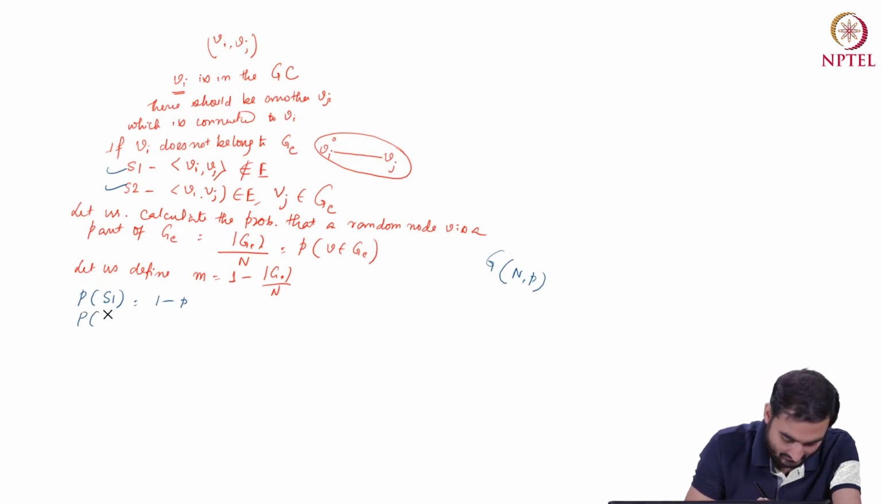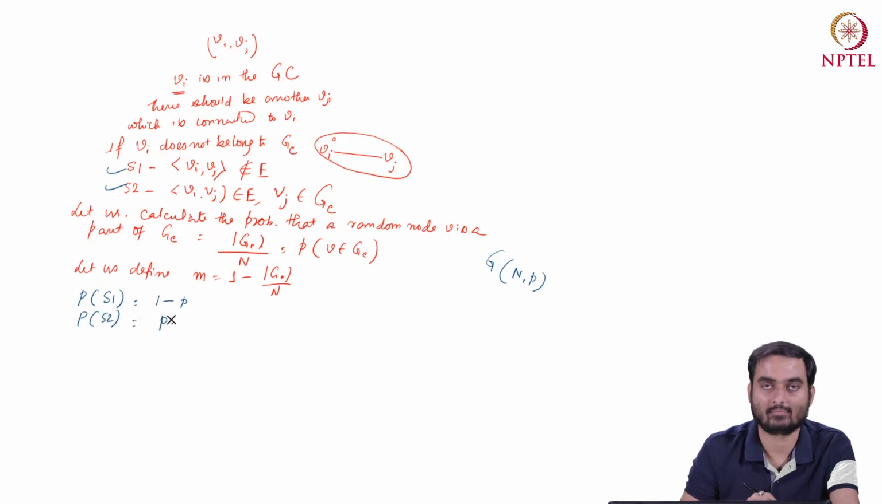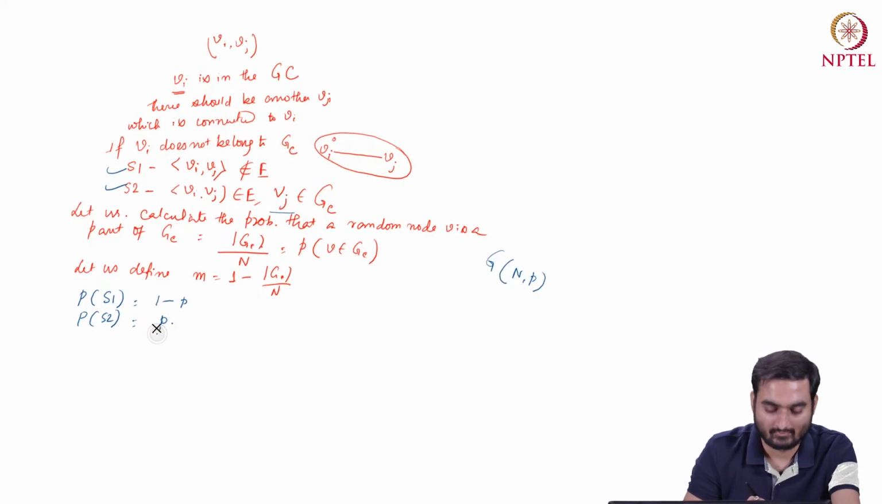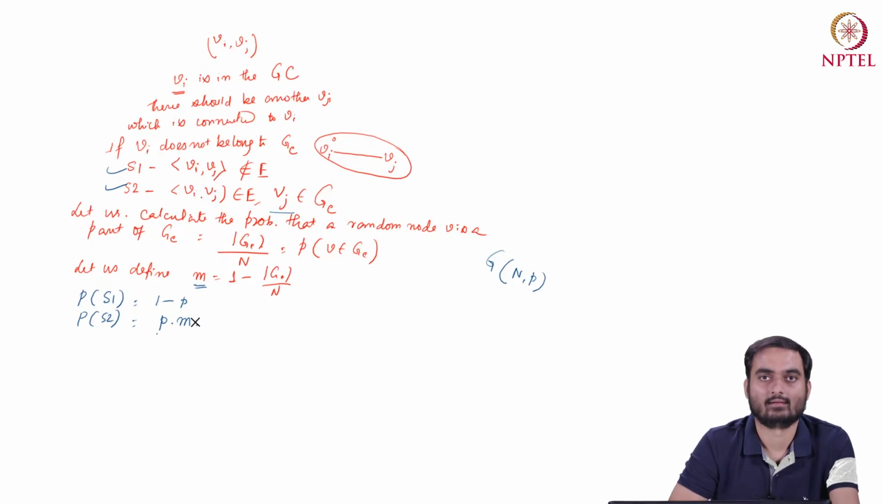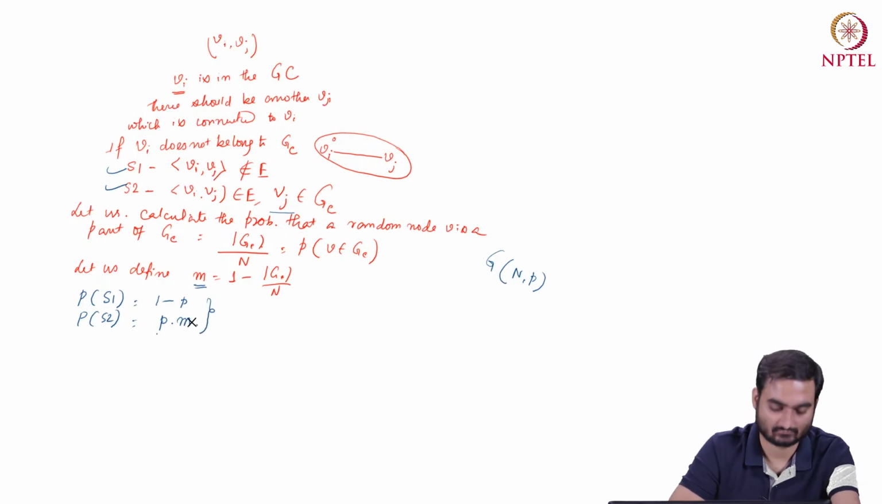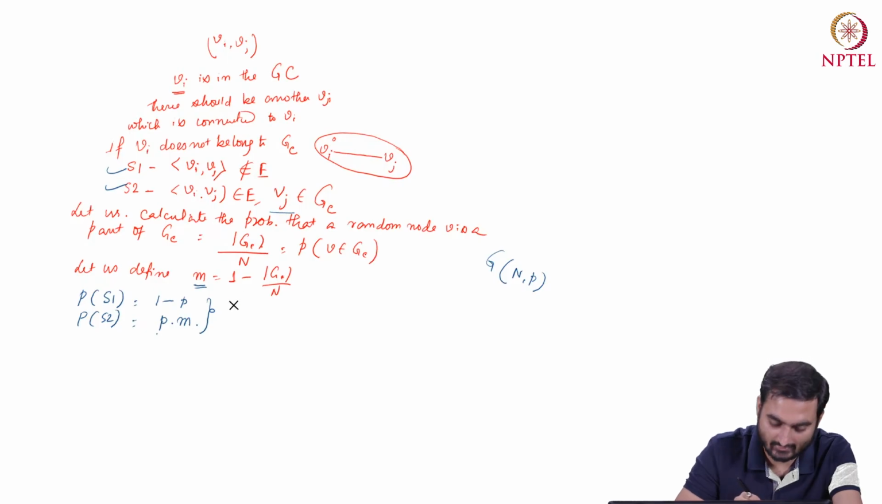What is the probability of the second scenario, which says that the edge exists, but Vj is not a part of the giant component? The edge exists with probability P, but Vj is not a part of the giant component with probability M. So this is P times M. So these are the two probabilities. Now we can combine.